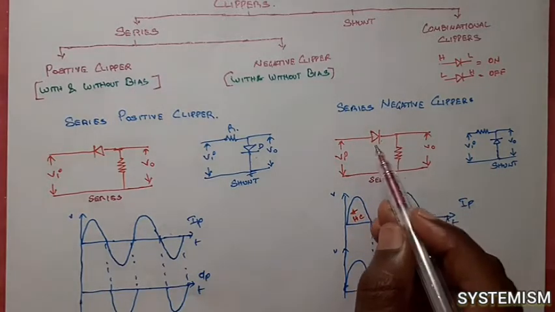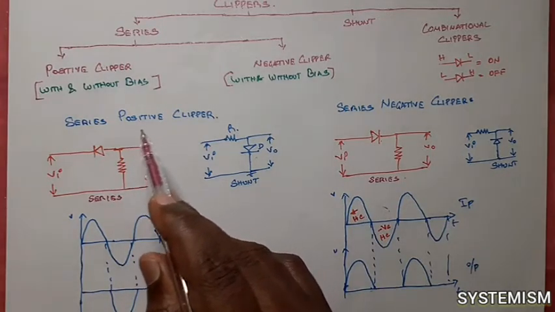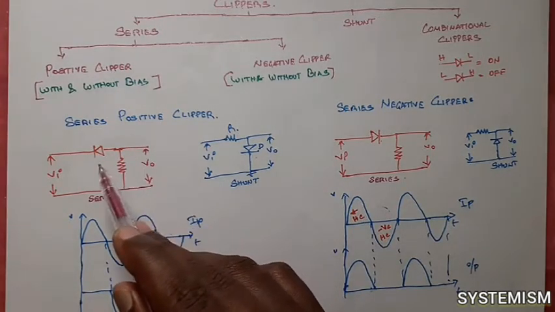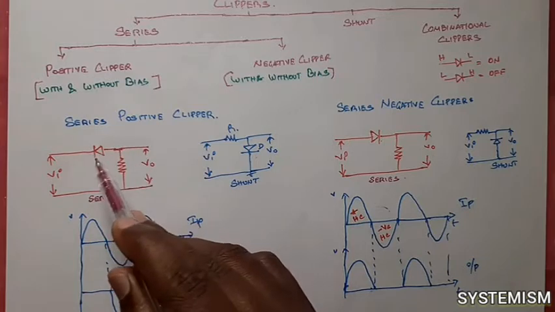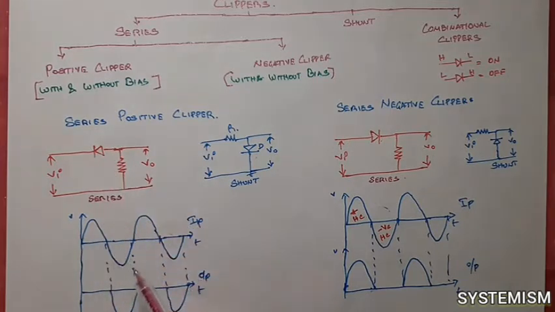Okay, in the same way, see here, if you want to convert it into positive clipper, only a simple variation, you just change the direction of this diode, then you can clearly understand the positive portion of this input signal is clipped away, and we will get only the negative portion of this input signal.